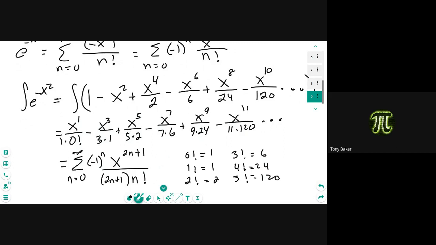All right. We have our answer for the integral of e to the negative x squared. The integral of e to the negative x squared is this. So now whatever x is, I can figure out what this is. That would literally give me that integral to infinity.